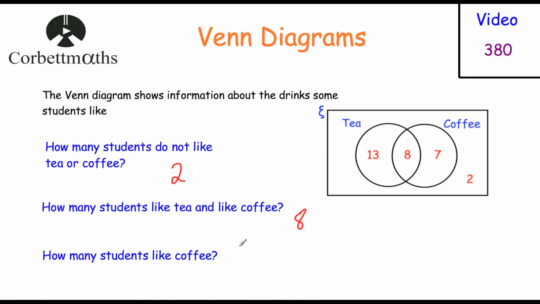And then finally it says, how many students like coffee? Now we've got 7 students who like only coffee, and we've got 8 students who like tea and coffee. So if we look at this circle, we've got our 8 plus our 7. So 8 plus 7 is 15. So altogether, there's 15 students that like coffee. If we were asked how many students liked tea, that would be 13 plus 8.